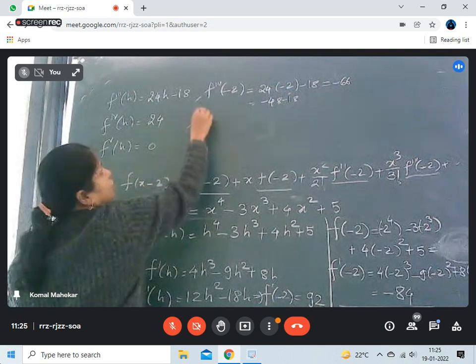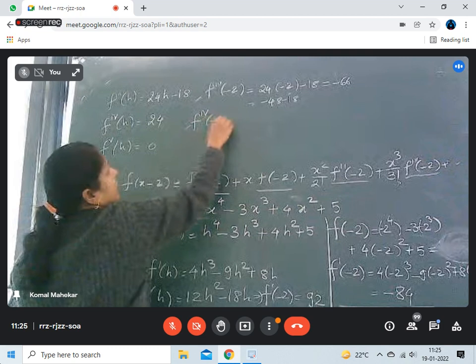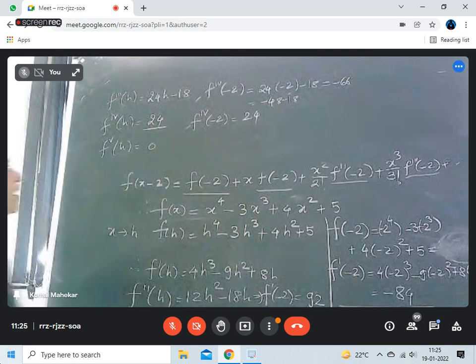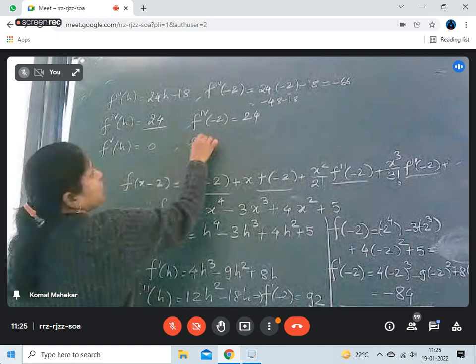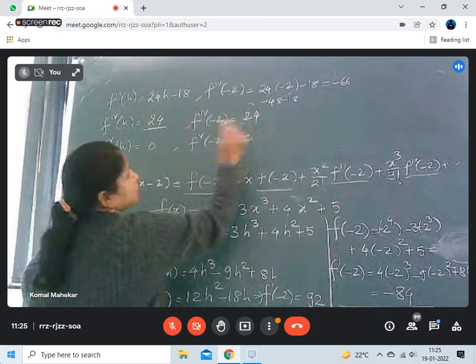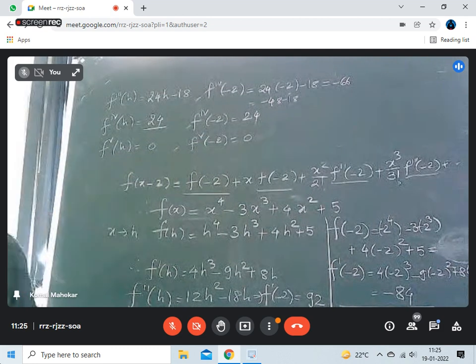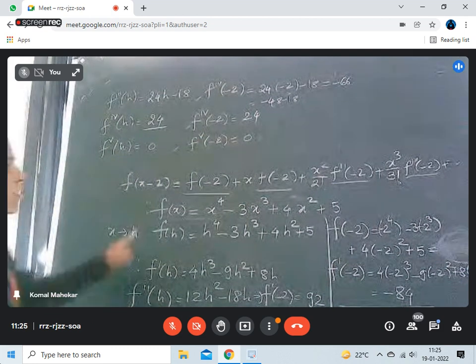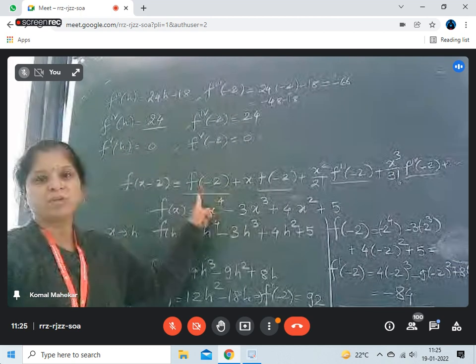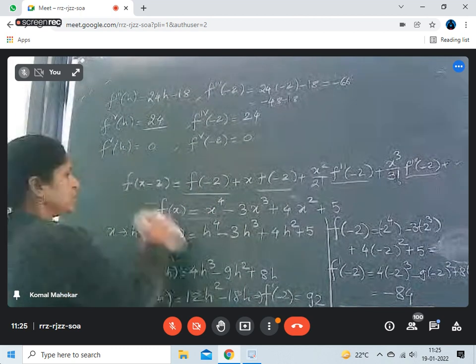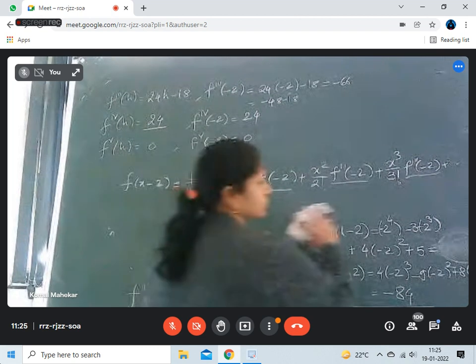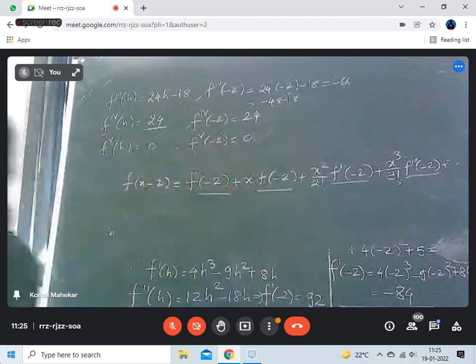Now the fourth derivative at minus 2 is the same, 24, because it is constant, and the fifth derivative at minus 2 is 0 because the fourth derivative is constant. Okay, so in this way we have obtained all the values. Now we will substitute them in the formula.